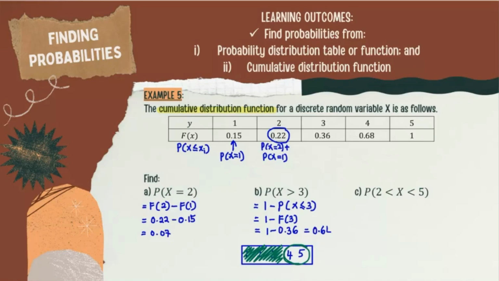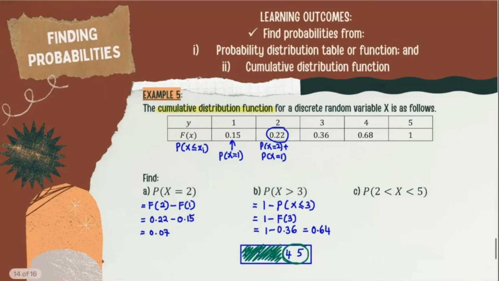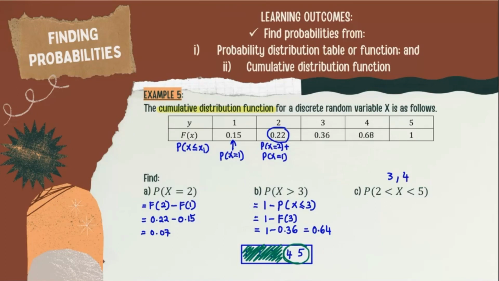0.64. Now let's look at C. This time, my X is between 2 and 5. So which probability do I actually want? Is it including 2 and 5? No. So between 2 and 5, what numbers are there? 3 and 4. So I want 3 and 4 only.